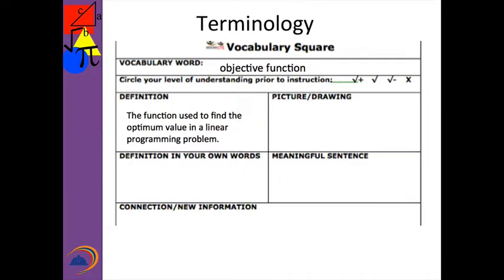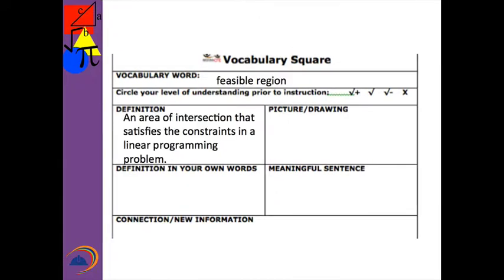The next term is objective function, and it's the function or the equation we use to optimize a value in a linear programming problem. Most often, the variable used for an objective function is the variable z. Most often you'll see z equals. Again, complete the vocabulary square.